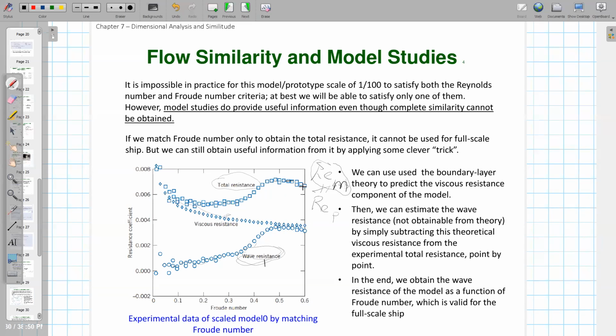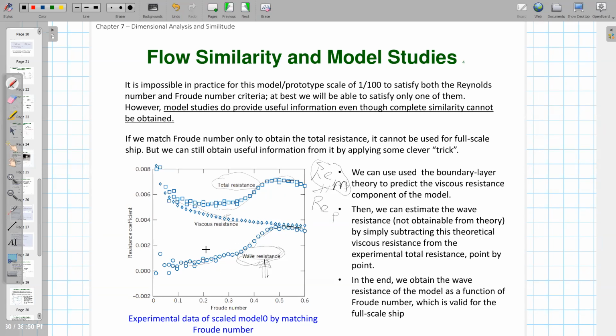And then we use our experimental data, because remember this curve is measured from the experiment, right? We take this curve minus this curve, so we can get an estimate of the wave resistance we measured. So we get this curve here. And this wave resistance is a good value. Why? Because we match the Froude number. Wave resistance is only determined by the Froude number. So this is a good value.